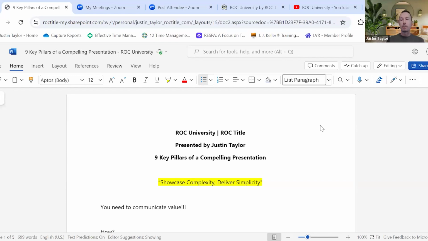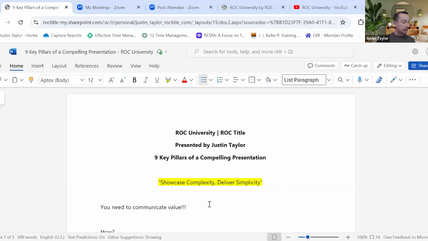But our job, what we want to do during this consultation, is showcase the complexity of the buying journey, right? You're going to showcase the complexity of the buying journey, but you, as their representation, as their agent, are going to deliver simplicity, okay? So the entire buyer journey, as we know, is complex. There's a lot of people involved. There's a lot of different moving pieces, and that's what we have to showcase.